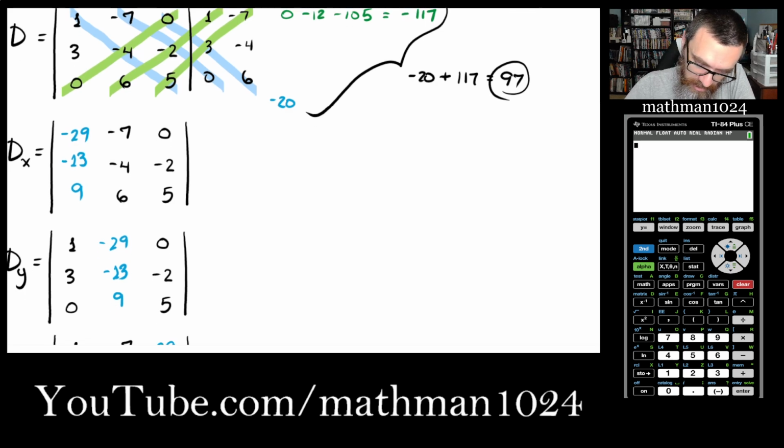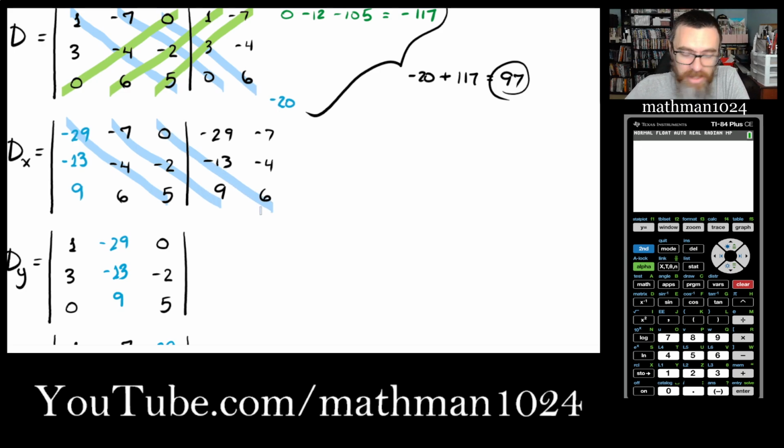All right. So let me just copy this. So -29, -13, 9, -7, -4, and 6. All right, just to kind of speed the process along, I know we can do all this by hand. Let's use our calculator though. So we've got 29 times 4 times 5, so that's 580, positive 580. 7 times 2 times 9, all right, so 63 times 2, 126, plus 126. Here we have a 0, so we don't need to worry about that. This gives me 706.